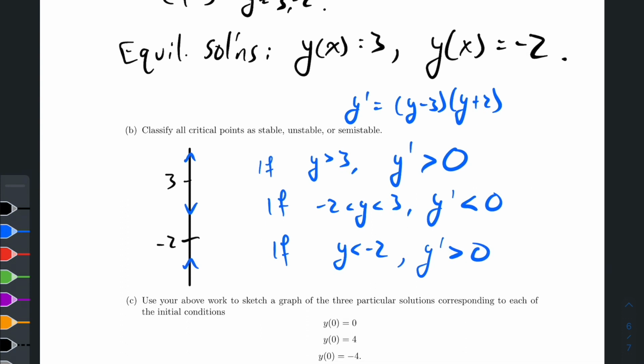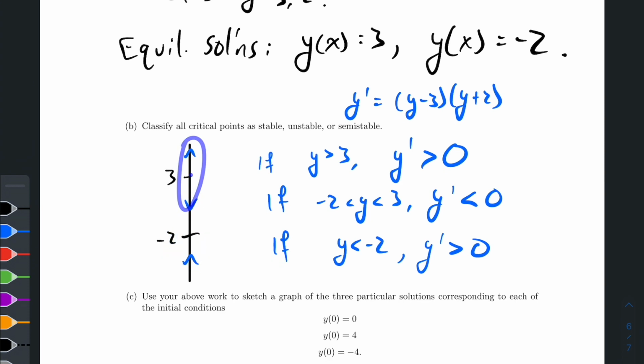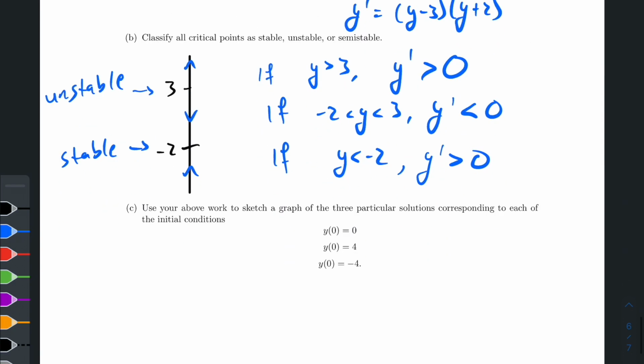So boom. So here, these two are both pointing into the critical point, and these two are both pointing out of the critical point. So this one right here would be unstable because they're both pointing away, and this one right here would be stable because they're both pointing inwards. If you were to get a situation where, for example, this one right here was pointing down, so they're both pointing down, that would be semi-stable. But it's not, so I'm going to get rid of all that.